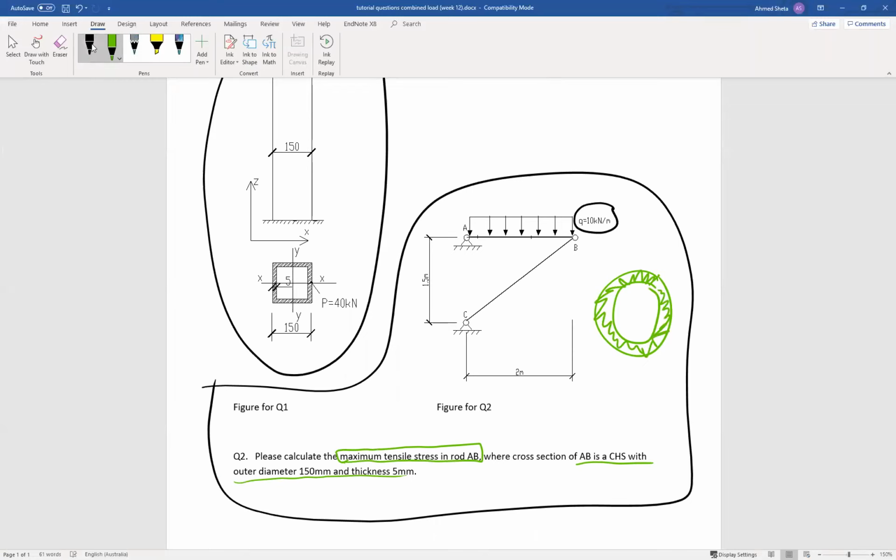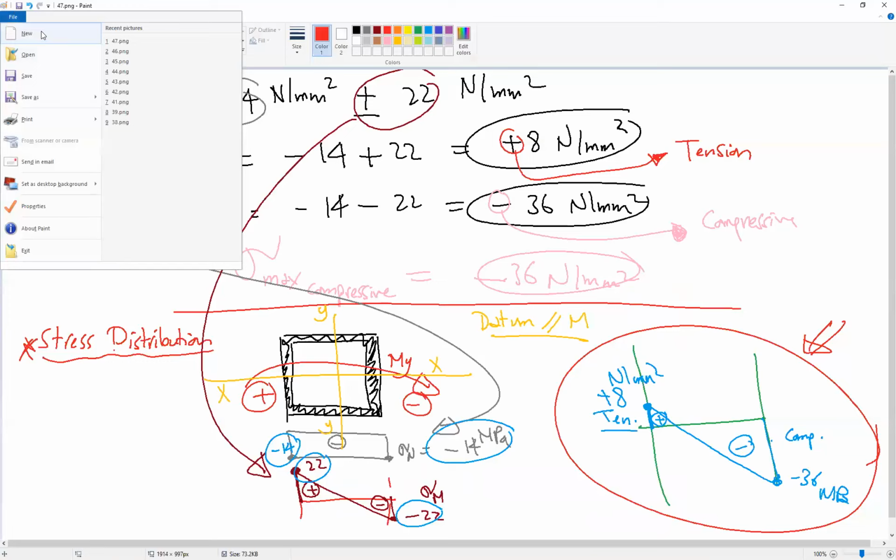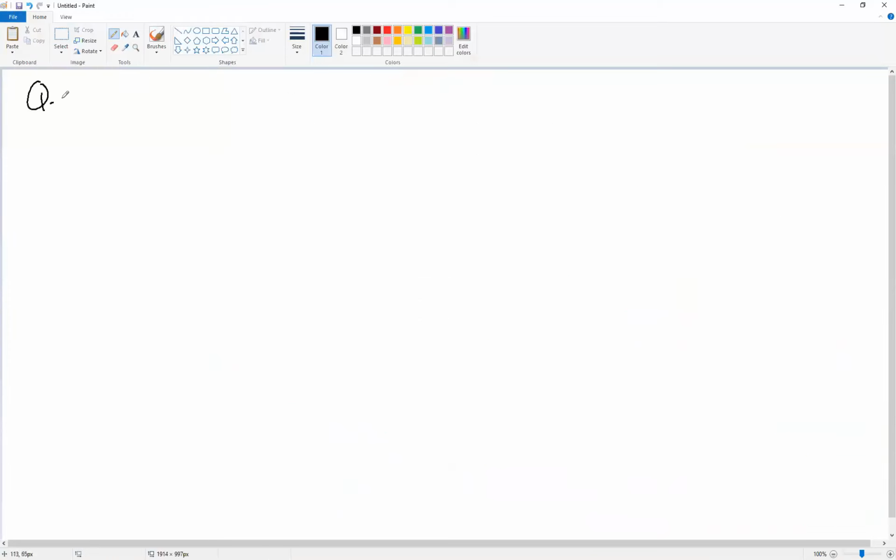The dimension of this section is 150 as well, and the thickness is 5 millimeter. Okay, so now we'll turn back to the paint to explain this one for you. So now question 2. For question 2, again we have a simple beam.